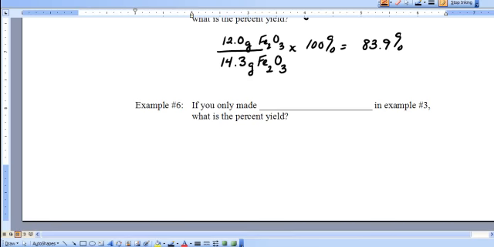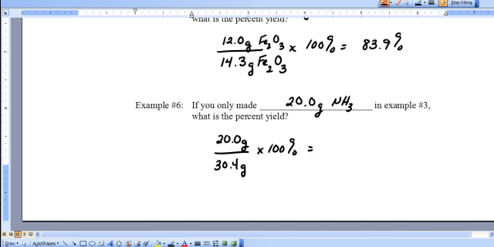And finally, go ahead and pause this if you want to try this on your own. Let's say that you only made 20 grams of ammonia in that last question in example number 3. What is the percent yield? Well, our actual yield is 20 grams. We expected to get 30.4 grams, so therefore our yield is going to be 65.8%.